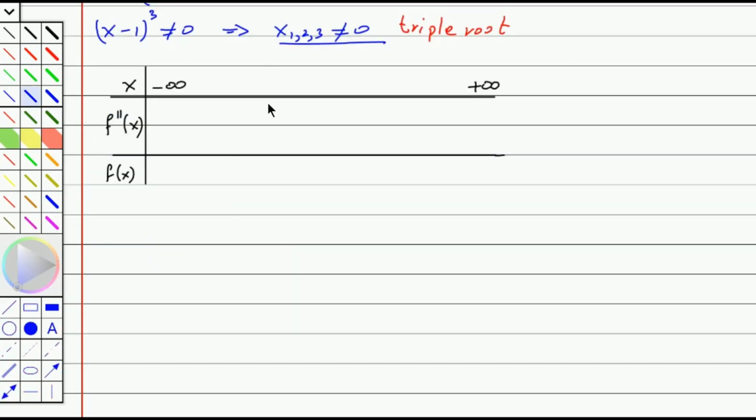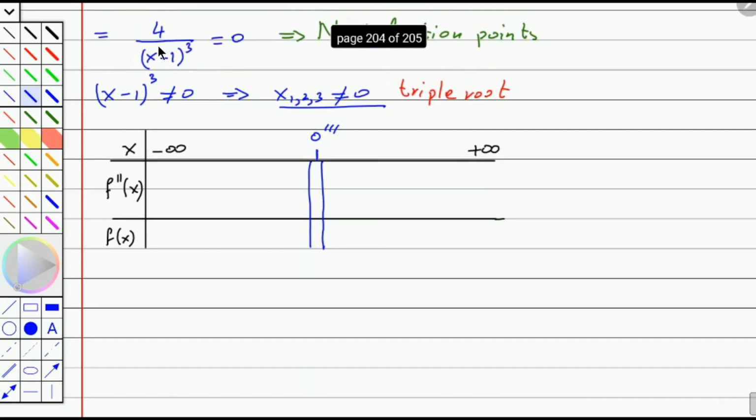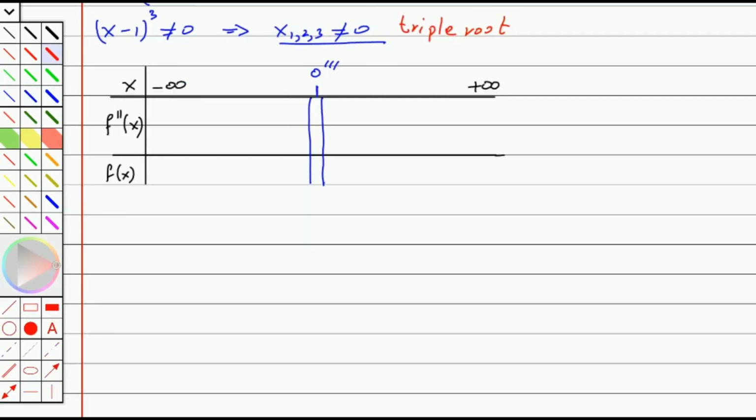Continuing on, we make another sign table for the concavity, and we place 0 as our triple root, once again as a singularity with the parallel lines. And now the concentrated sign of the fraction is positive, but the root is triple. So this is going to be positive, and on the other side is going to be negative. And so concavity will be like so. So concave down for the left side and concave up for the right side.